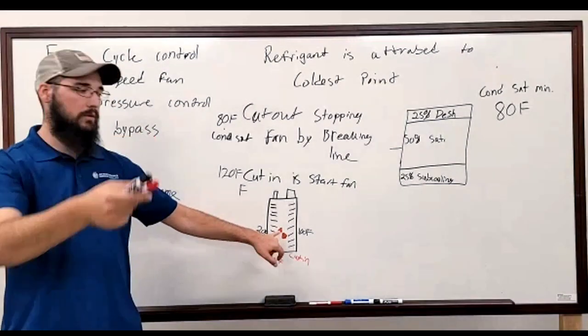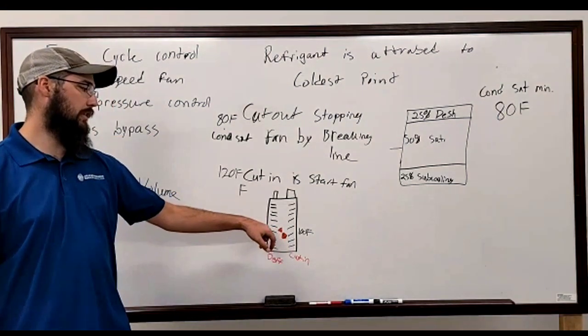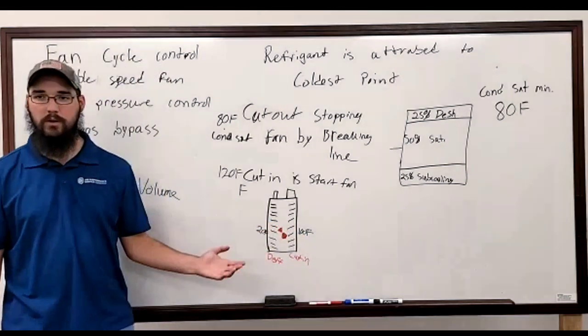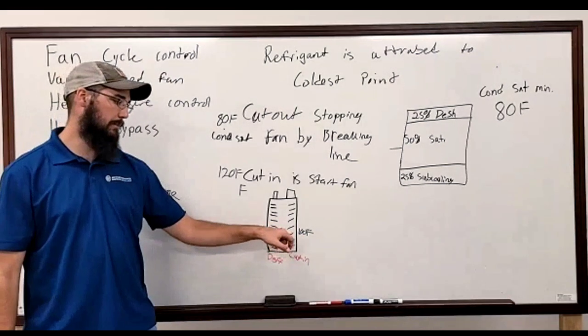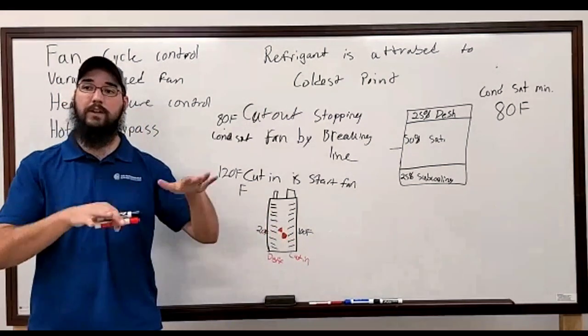So, question: are these proportional to each other? Why is this 20 degrees above, because the arrow is above 100? And the answer is no. These are independent settings from each other, and they run independent strings on the diaphragm.